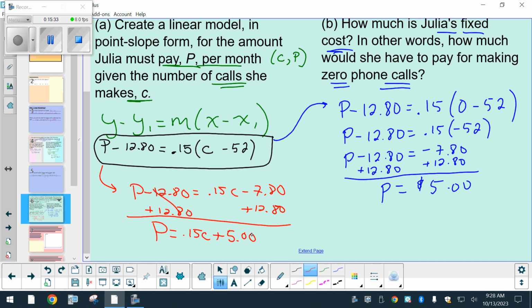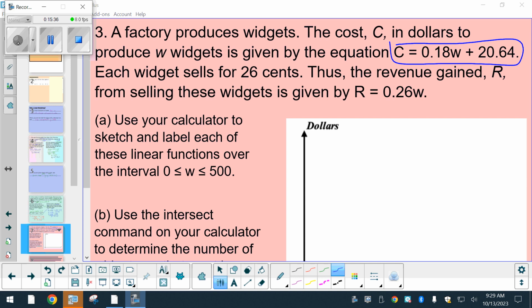Okay. So each widget sells for 26 cents, which means that the revenue they're going to gain is this revenue equation, 0.26 times every widget they sell, right? That's how much you would make. Your revenue is how much you make for every sale of an item, okay? A cost equation is what you put out when you are making something. In this case, they're making these widgets.